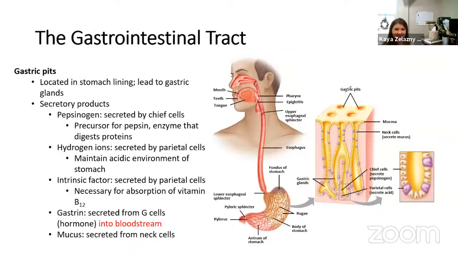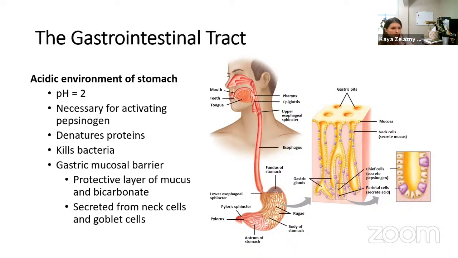Now finally, because the stomach is so acidic, we also want to protect our tissue from that acidic environment. So we have mucus lining the stomach as well. Mucus is coming from cells a little farther up in those gastric pits. So it's coming from these neck cells, up kind of at the top near our mucosal layer. So that's what's lining the stomach. Okay. So this creates a really acidic environment full of different precursors to enzymes, full of products that are going to help us with digestion and absorption.